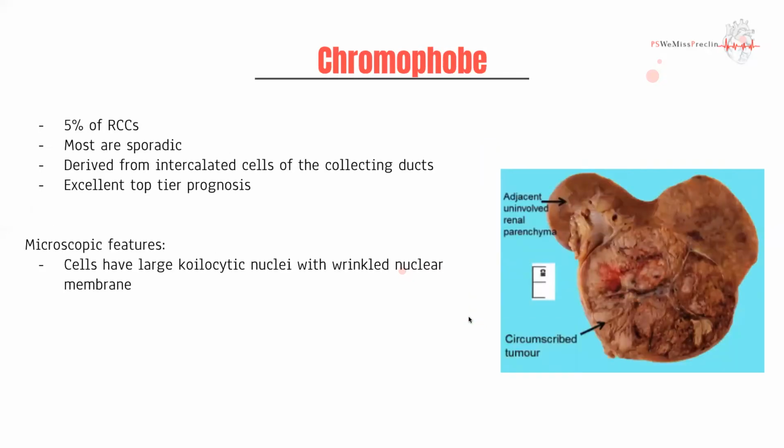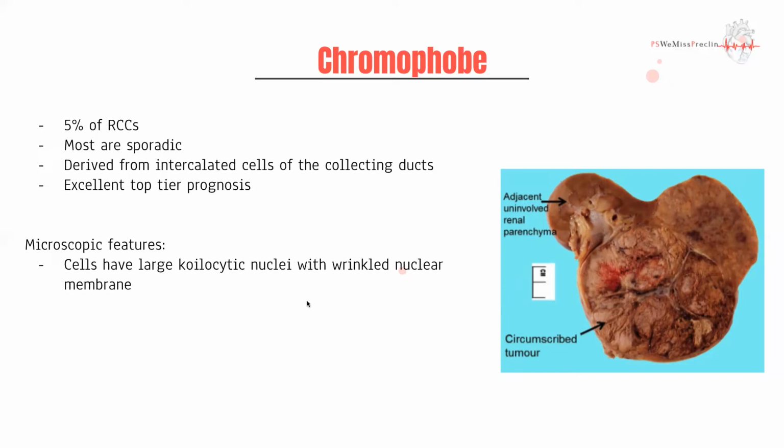Then we have chromophobe renal cell carcinomas. Now, these are the rarest type. They're about 5% of all RCCs, mostly sporadic, and they're usually derived from cells that make up the collecting ducts. And this has the best prognosis. So really good prognosis. I know it looks very scary, but it has a really good prognosis.